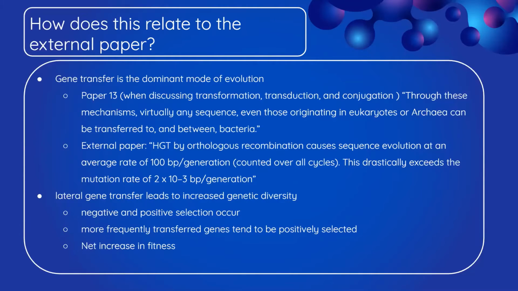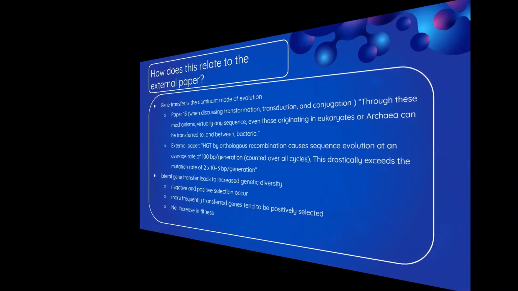And then in the external paper, they find that horizontal gene transfer by orthologous recombination causes sequence evolution at an average rate of 100 base pairs per generation, which is much higher than the 0.002 base pairs per generation of normal mutations. And then both papers conclude that lateral gene transfer leads to increased genetic diversity. Negative and positive selection occur, but there is a net increase in fitness regardless of that.